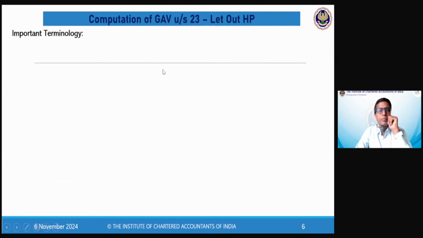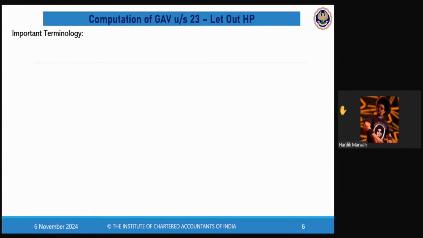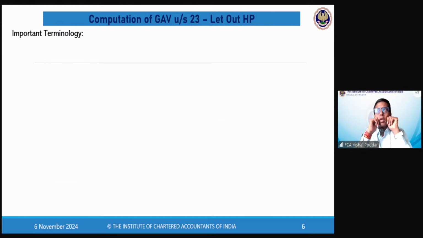Yes, Hardik. Sir, in case of impartible estates, if HUF properties are inherited from their ancestors, does it also come under the impartible estate? See, beta, HUF does not inherit property like that. First of all, HUF is not a living person.